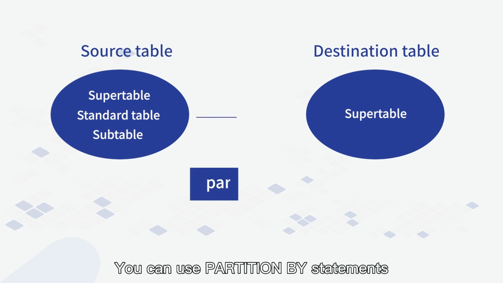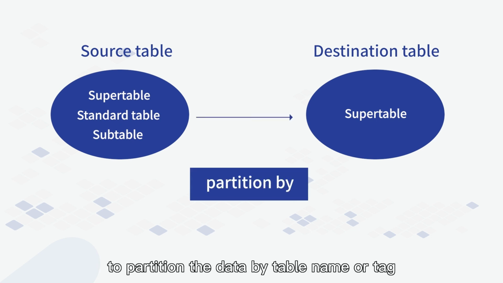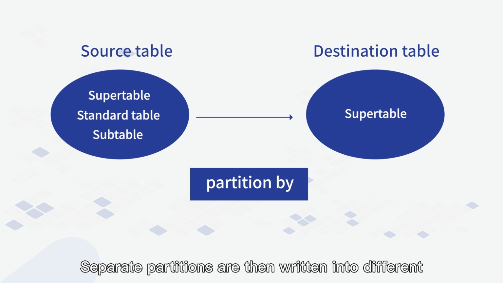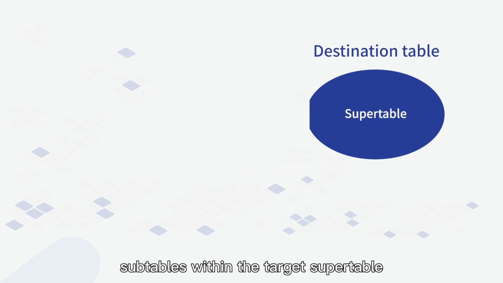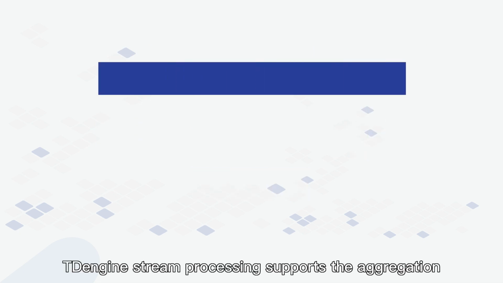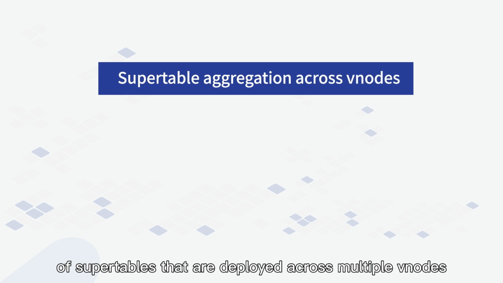You can use partition by statements to partition the data by table name or tag. Separate partitions are then written into different subtables within the target supertable. TDengine stream processing supports the aggregation of supertables that are deployed across multiple vnodes.